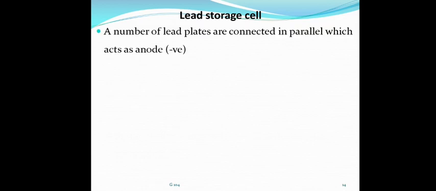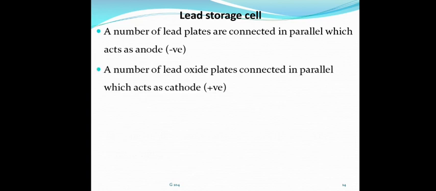So the common example is the lead storage cell. In a lead storage cell, you have a number of lead plates connected in parallel to each other, which act as the anode. Similarly, a number of lead oxide plates connected in parallel act as the cathode. So you have a series of lead plates and a series of lead oxide plates.